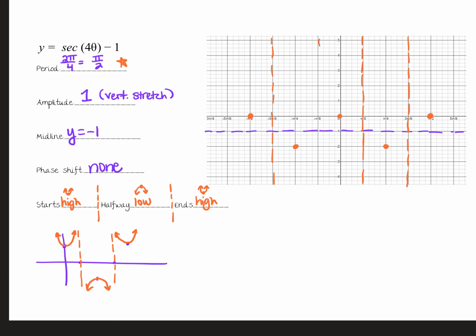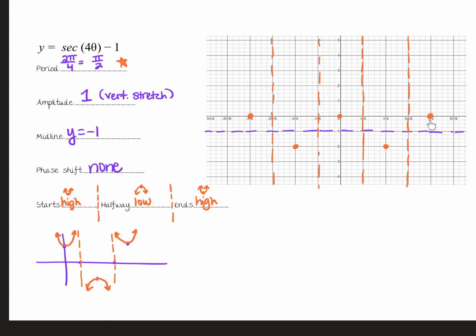Now I can continue to fill in the rest of this graph by noticing some patterns. What I notice is that my pattern is I have a high point, then an asymptote, then a low point, then an asymptote, then a high point, then an asymptote, then a low point, then an asymptote, and everything is spaced apart by one dark line. So I'm just going to try to repeat that pattern.